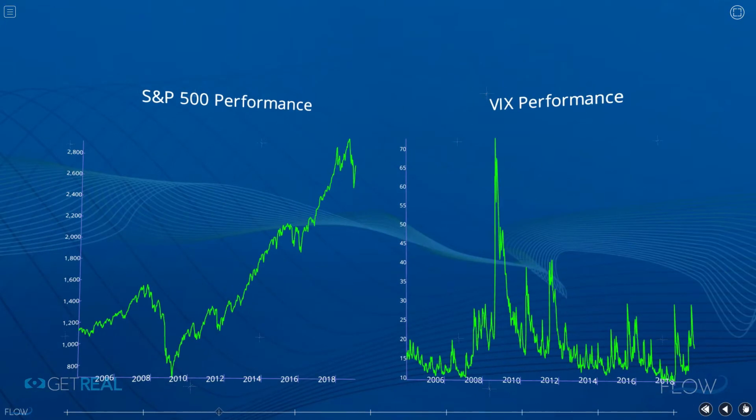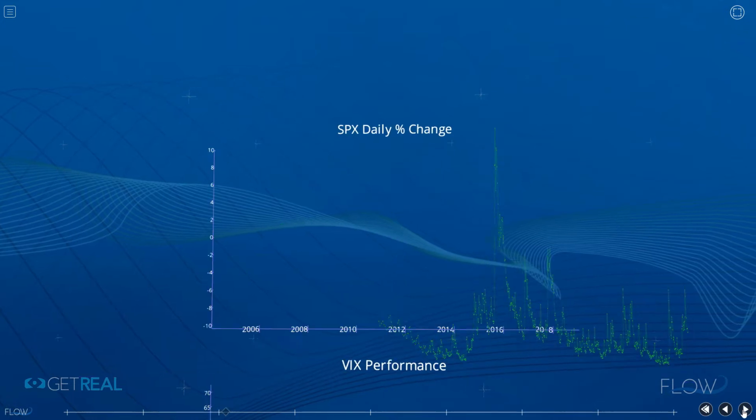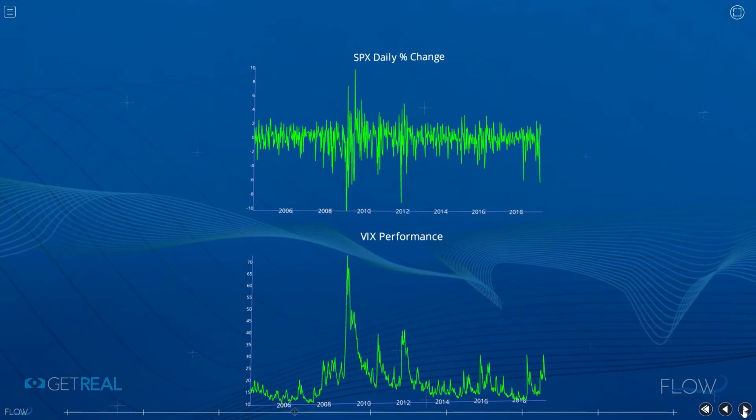So, off the bat, here's your side-by-side comparison of these two indexes over nearly 20 years up until 2019. Moving on, here the VIX on the bottom remains the same, but it's compared instead to the daily percent change of the SPX. And notice how the big spikes in each graph nearly correspond verbatim with each other.